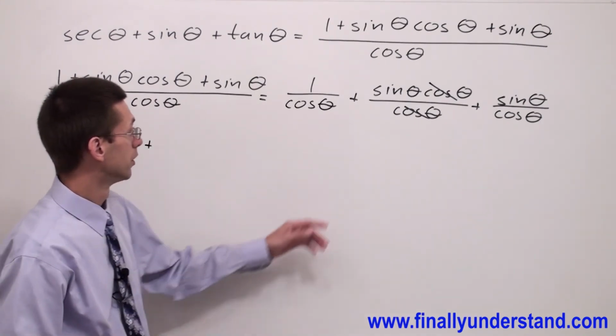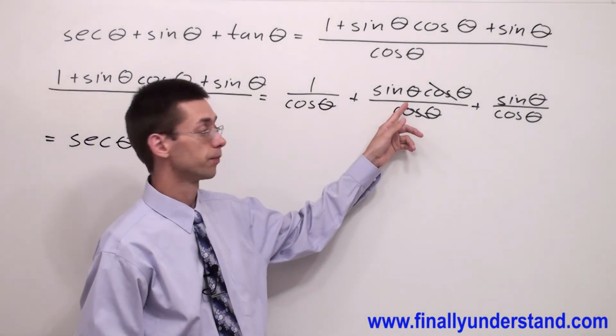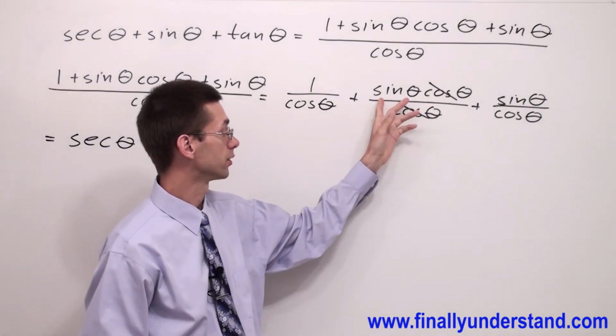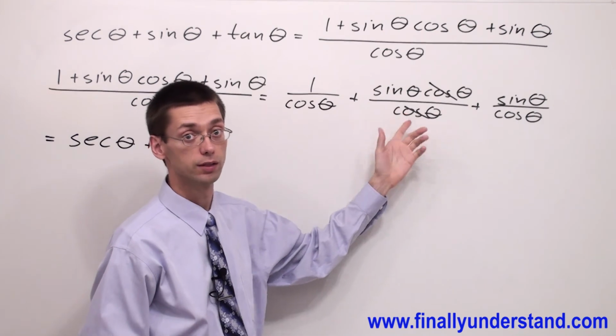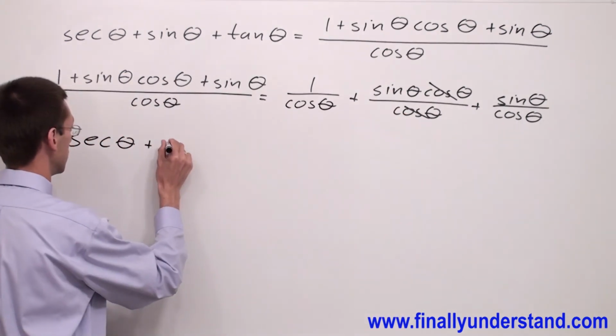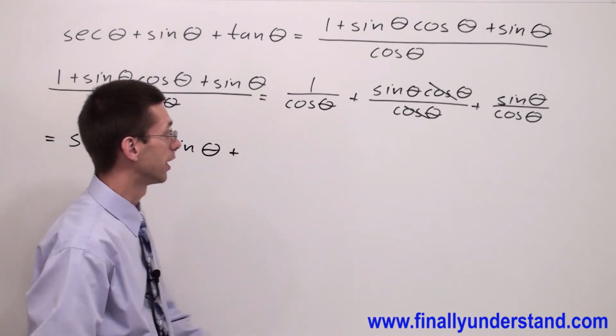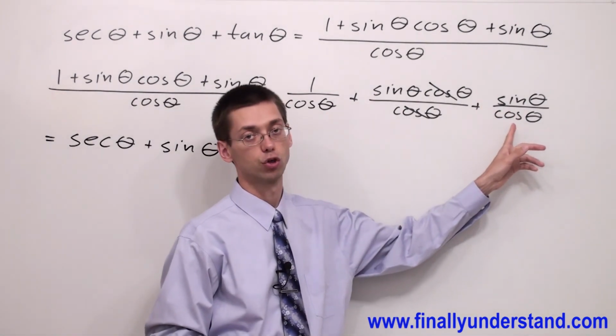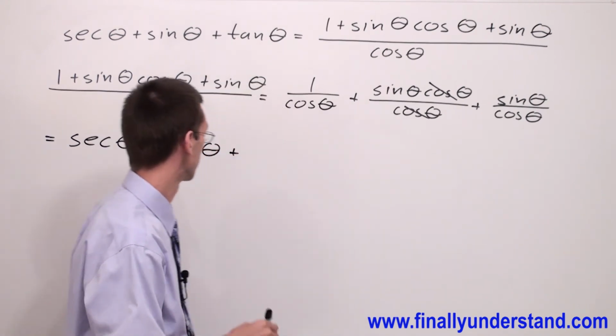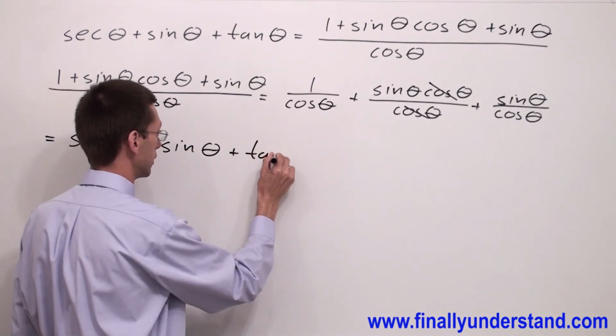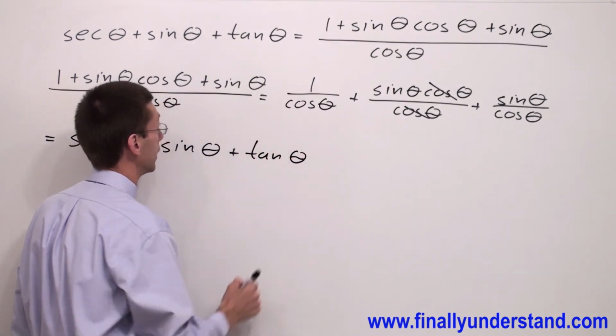plus sine theta, and we reduced cosines, so we have sine theta over 1, which is just sine theta, plus, and sine theta over cosine theta is tangent theta. That's why I have tangent theta.